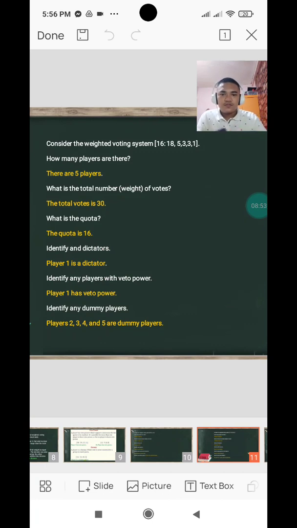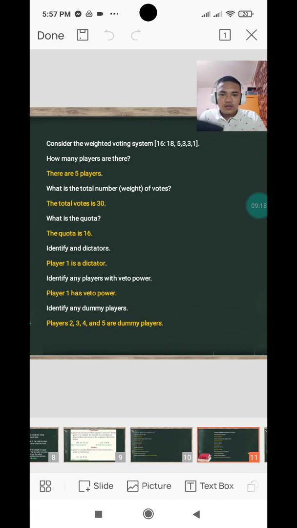Second example. Consider the weighted voting system. Our quota is 16, with weights 18, 5, 3, 3, 1. How many players are there? We have 5 players, which is the 18, 5, 3, 3, and 1. So, we have 5 players.